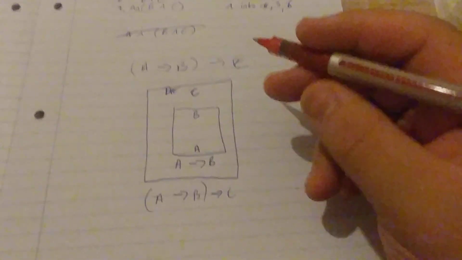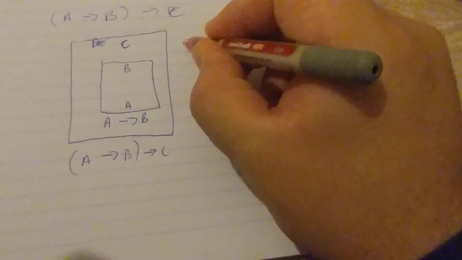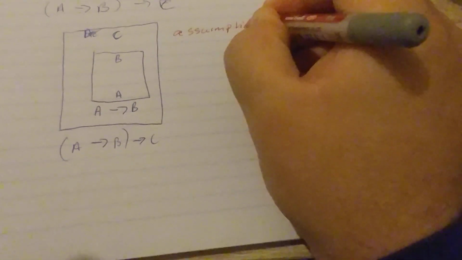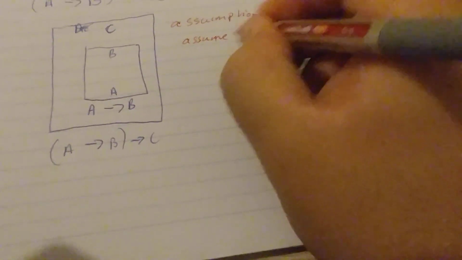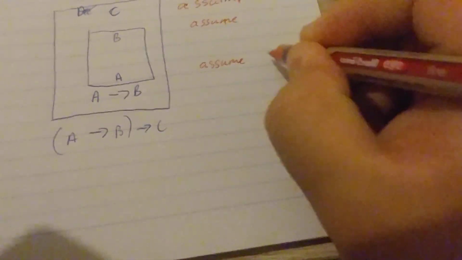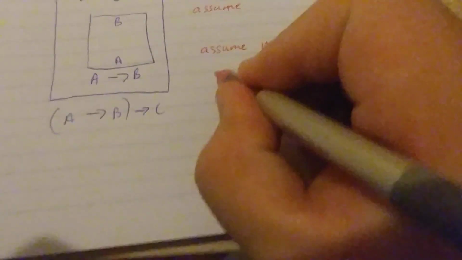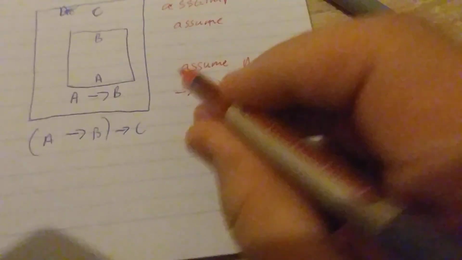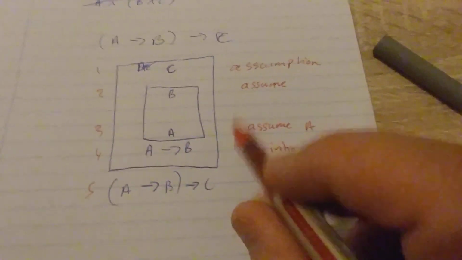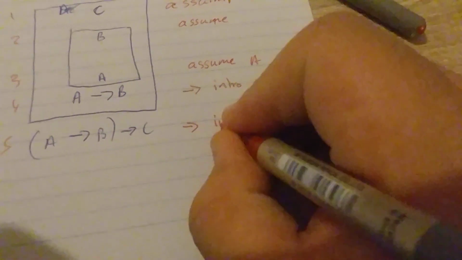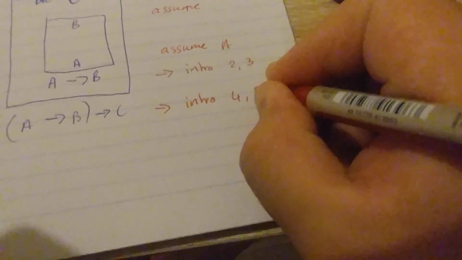I also lost my pen, so I apologize. So with C here, this is an assumption. We assume C. We also assume B. We assume A. And what we have is an implication introduction. This implication introduction is taken from line, so this is 1, 2, 3, 4, and this is 5. This introduction is taken from line 3 and 2, so I'll do 2, 3. And this introduction is taken from line 4 and 1, so I do implication intro, 4 and 1.